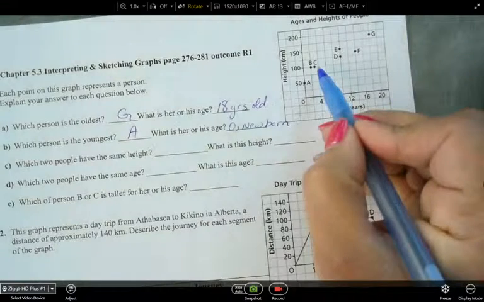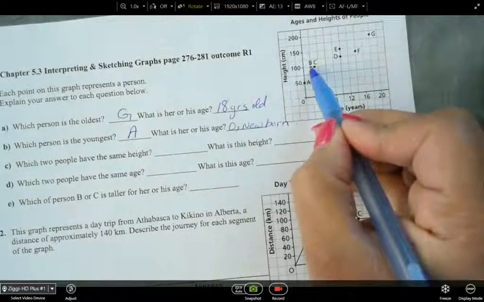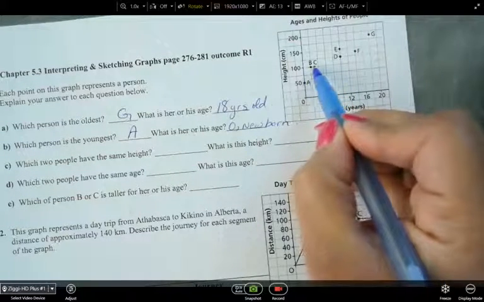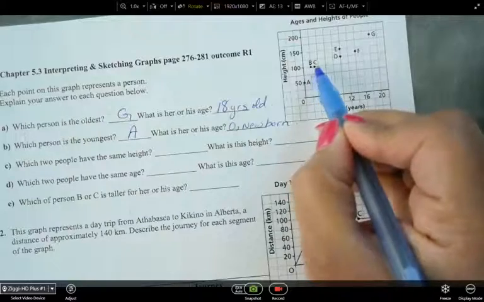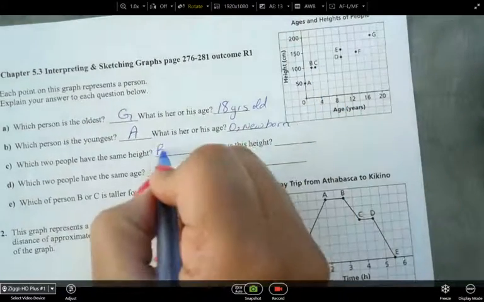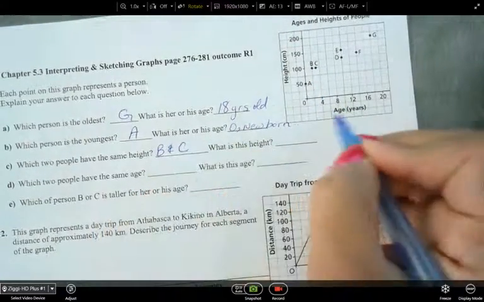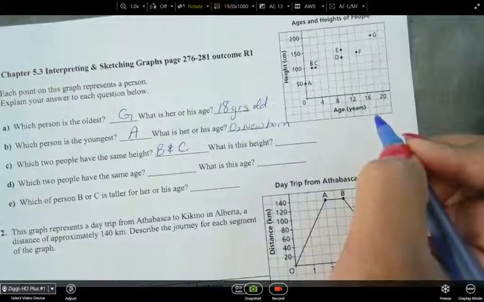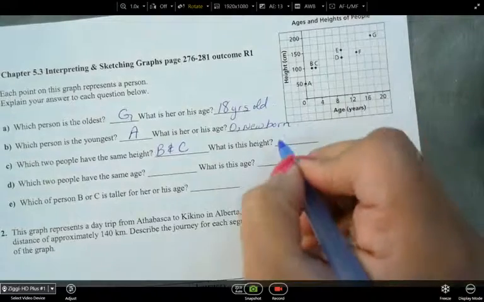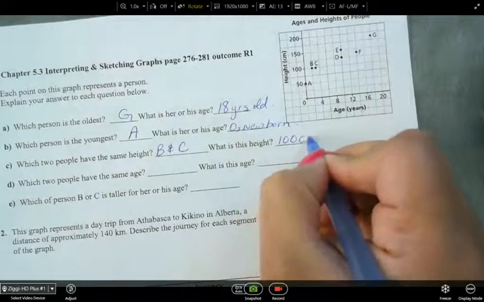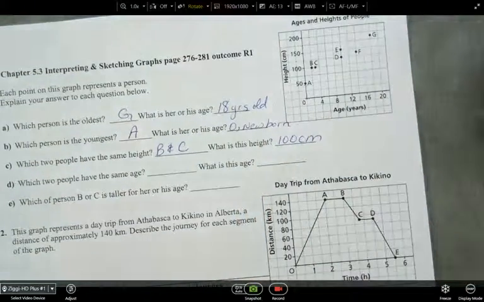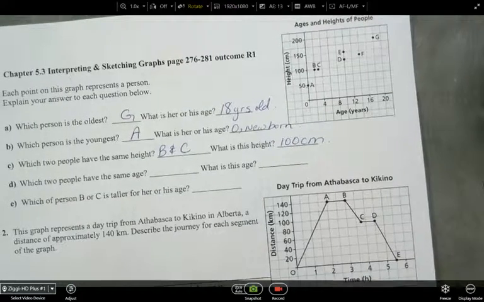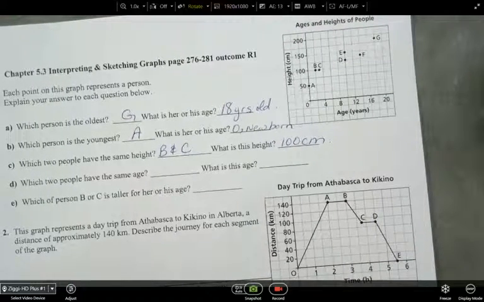Which two people have the same heights, and what are you looking for on the graph? You're looking for two people that are horizontal to each other. So person B and person C are the same height. And what is their height? 100 centimeters tall.